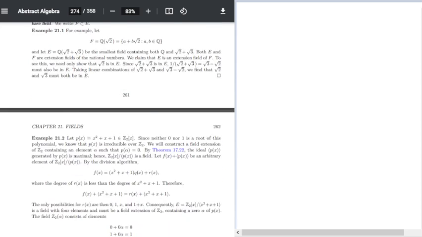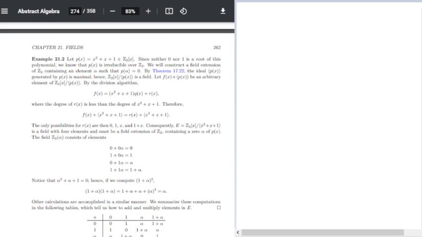Example 21.2. We know that p(x) = x^2 + x + 1 is in Z_2[x]. Since neither 0 nor 1 is a root of this polynomial, we know that p(x) is irreducible over Z_2. We will construct a field extension of Z_2 containing an element α such that p(α) = 0.